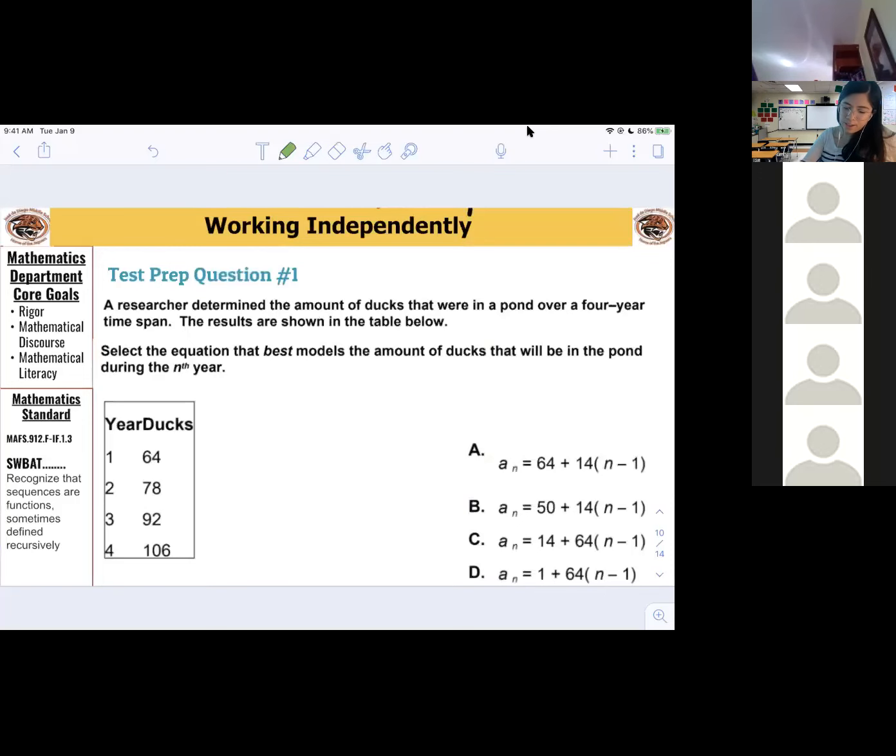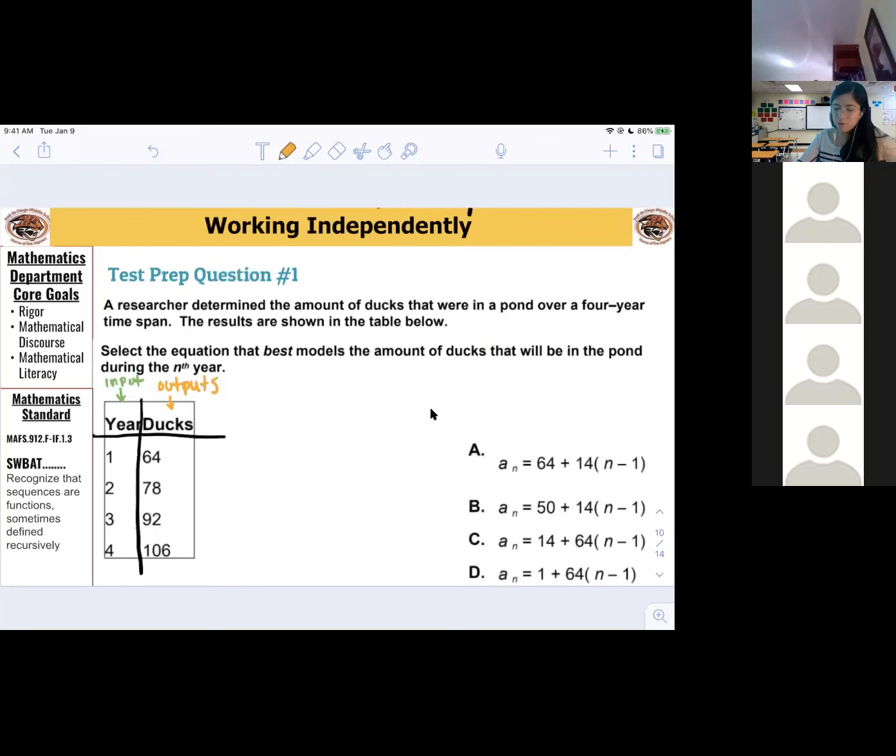Perfect. So they gave us the table already. Remember, when it's in a list, you'll want to make the table, but in this case, the table's already made for you. So which ones are my inputs? The years. That's my input, and then that means that my ducks are my outputs. And I'm trying to figure out which of these equations is the correct one. So just like we did in the previous problem, I'm going to test out my answers. Which answer would you like to test first? A, B, C, or D?